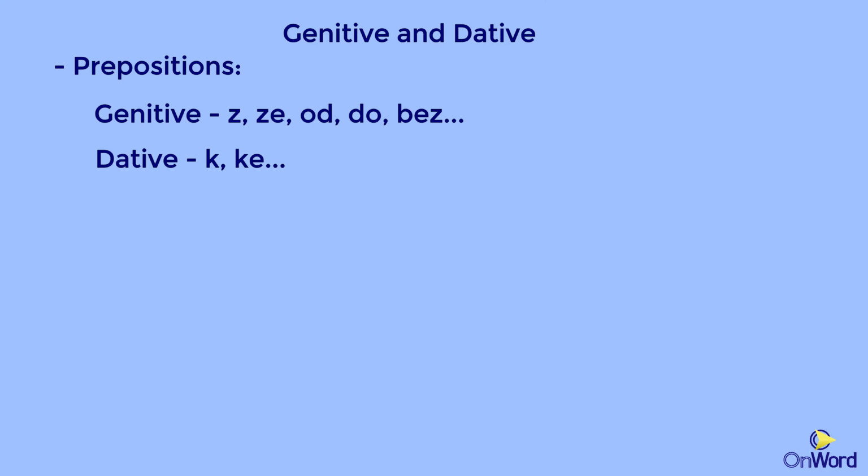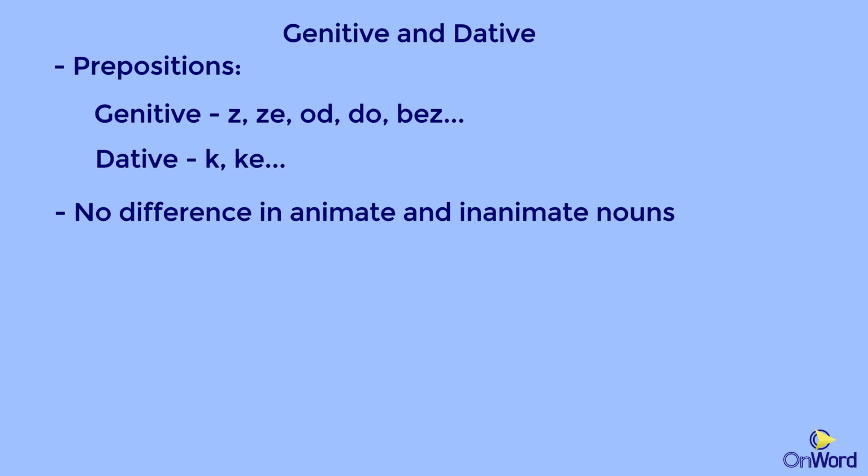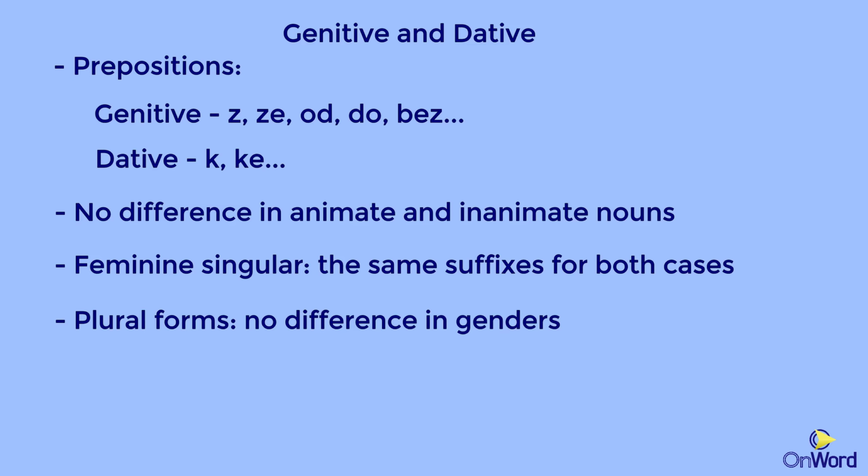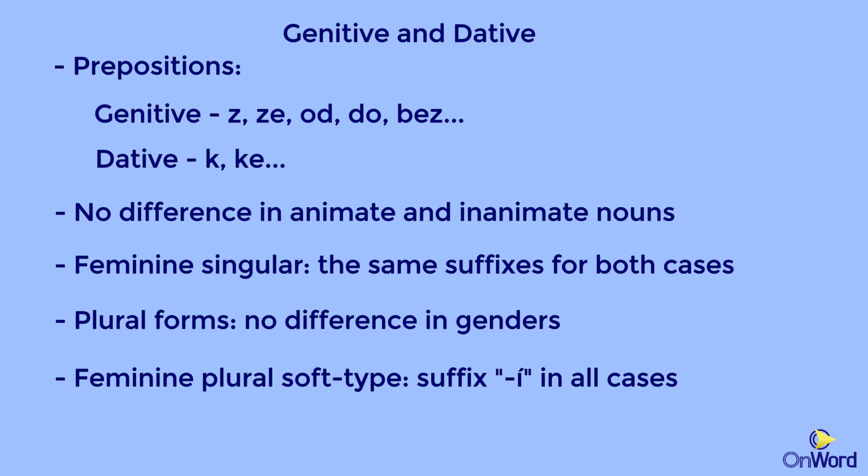Before a quick test, let me summarize some interesting points. The genitive is often used with prepositions z, ze, od, do, bez. The dative is often used with prepositions k, ke. There aren't different forms for animate or inanimate masculine nouns in genitive or dative. Feminine singular adjectives are the same in genitive and dative. Plural forms of genitive and dative do not distinguish between genders. Feminine plural forms of soft-type adjectives end in suffix é in all cases.